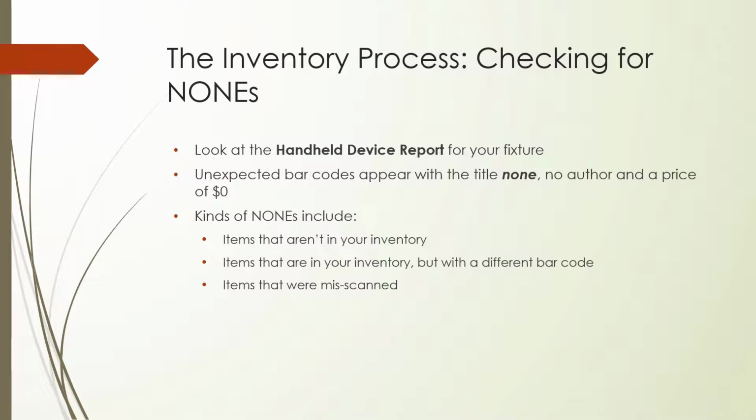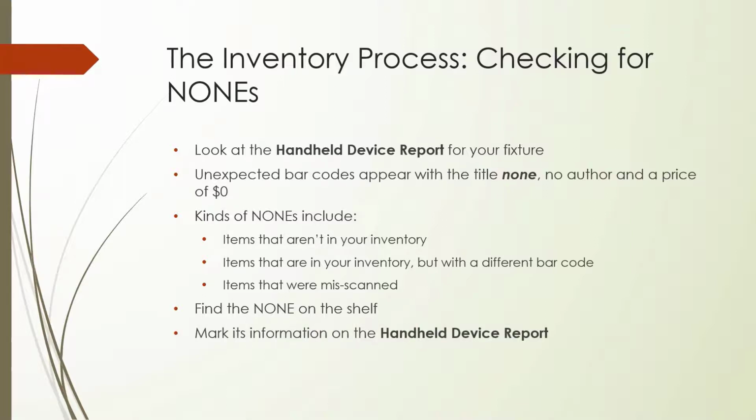Nones appear for a few different reasons. The item isn't in your inventory, the item is in your inventory under a different barcode, or the item was misscanned. The checker should go out to the fixture, locate the source of the barcode, and determine the nature of the issue.